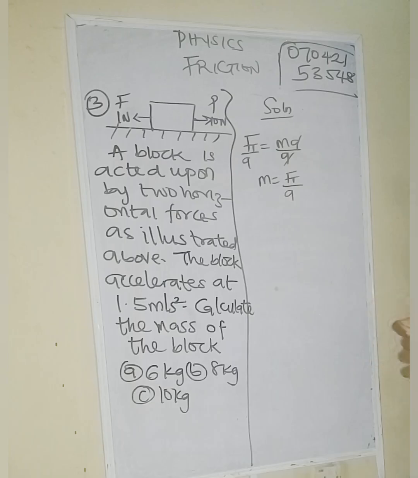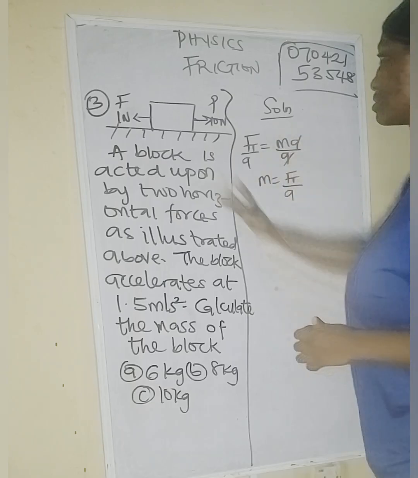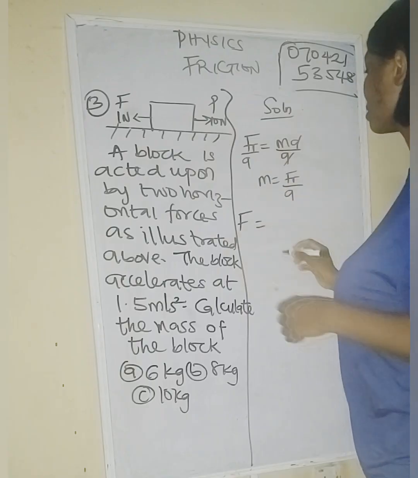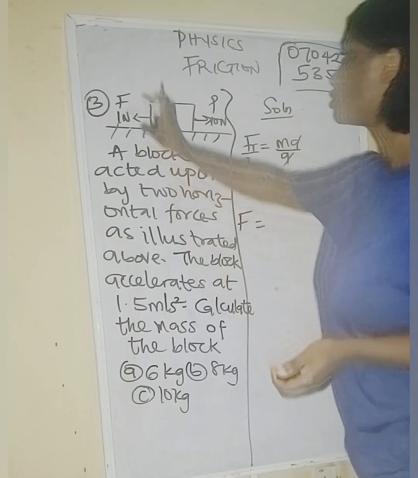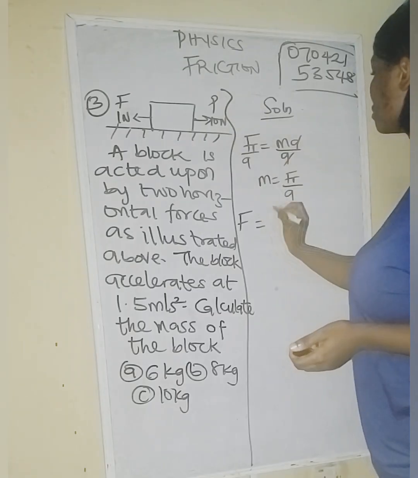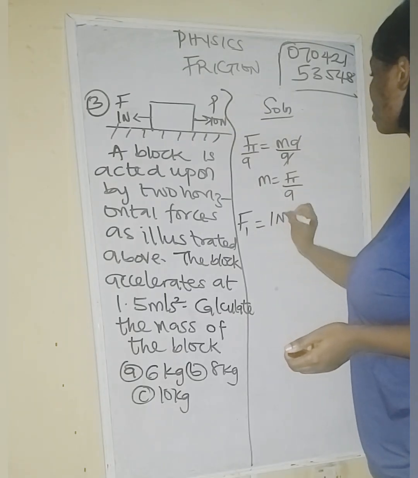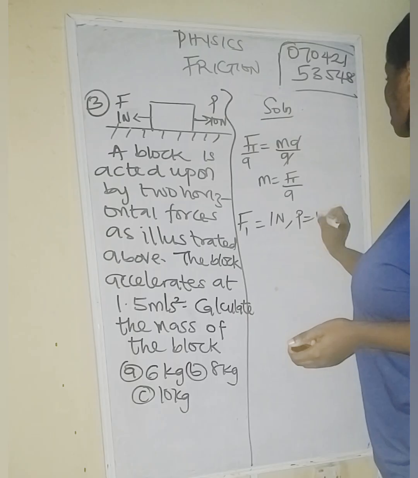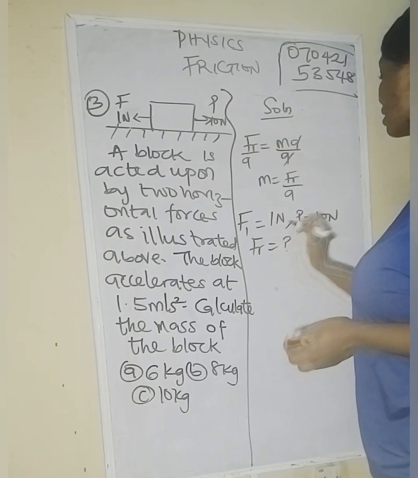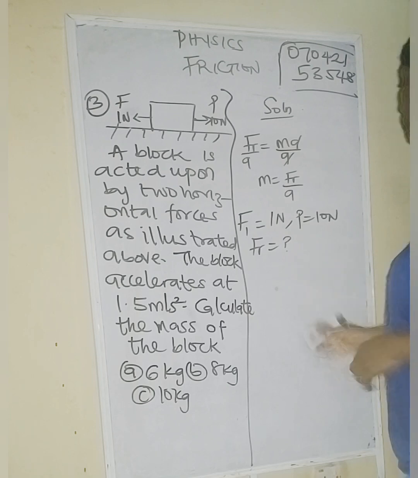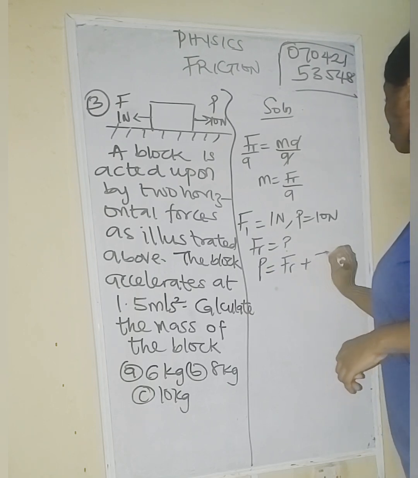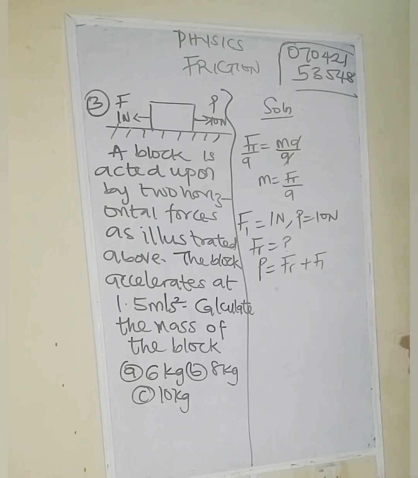So now let's write out our data. This is the frictional force, and that's why I showed you the previous diagram when I was explaining friction. The frictional force is always here, the applied force is always here, which is P. So our frictional force is 1 Newton, the applied force is 10 Newton. As you can see, the resultant force is unknown, so we are going to get it using this formula, which is P, the applied force, equals the resultant force plus the frictional force. Okay, so that is how to do that.